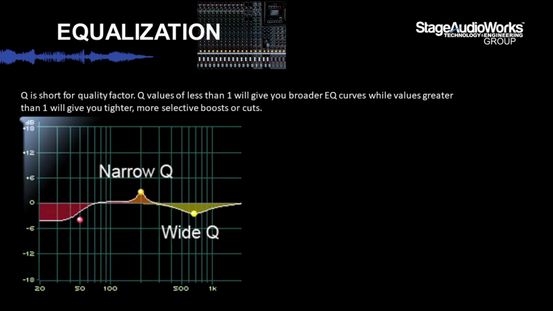You'll also see something called Q on your EQ. This is short for quality factor. So Q values of less than 1 will give you a broader EQ curve, values greater than 1 will give you a tighter, more selective boost or cut. So you can see the narrow Q there, that mid boost, and you can see a wide Q on the upper register cut.